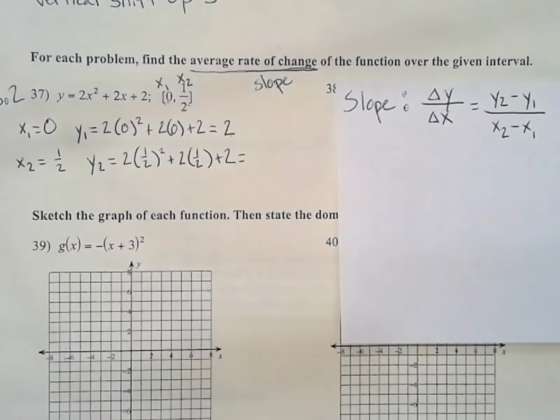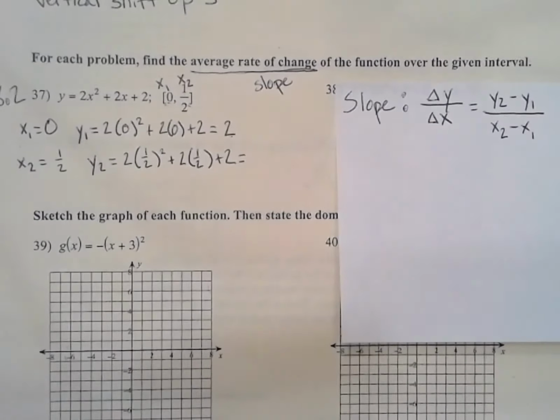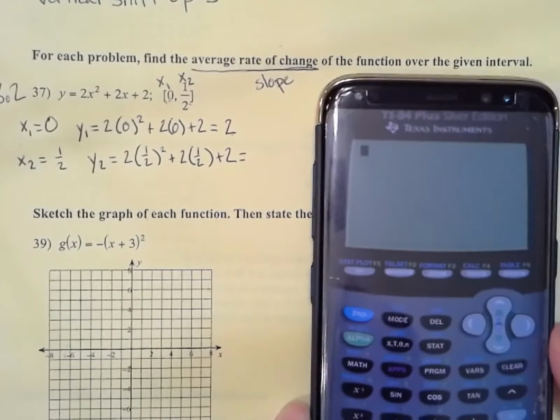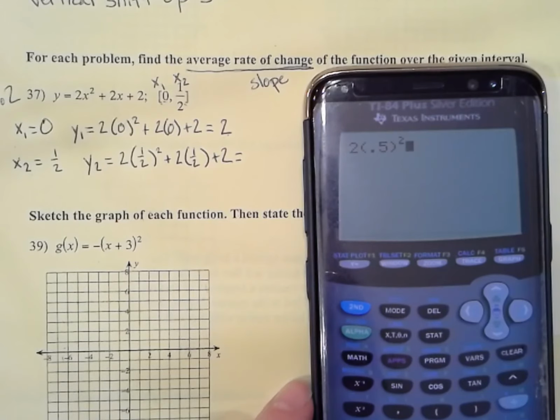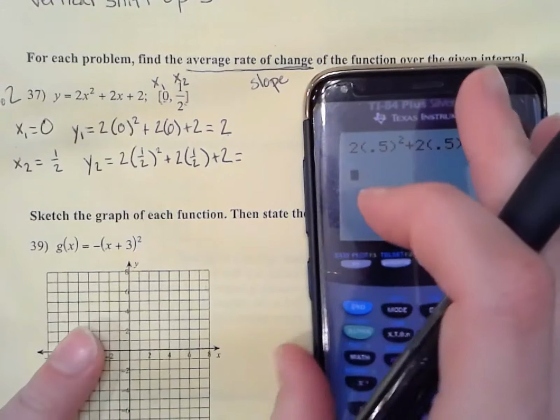And I don't know about you, but I do not feel like doing that by hand, so I'm just going to type it in my calculator. Okay. 2 times, instead of 1/2, I'm going to put it as 0.5 because it's faster to type. Plus 2 times 0.5 plus 2, 3.5.